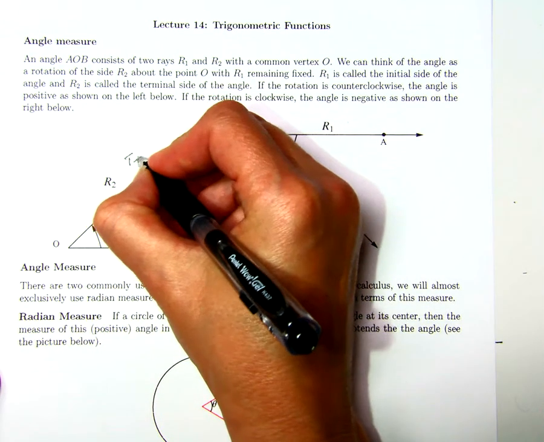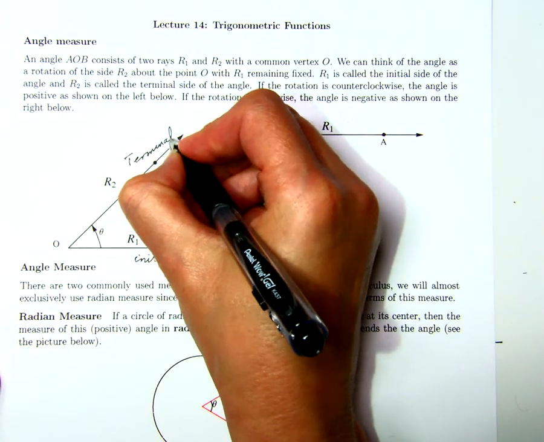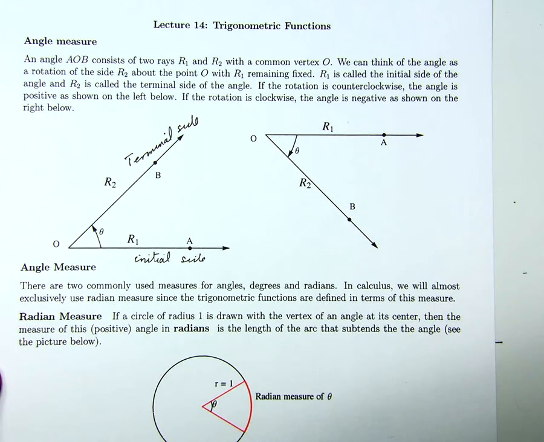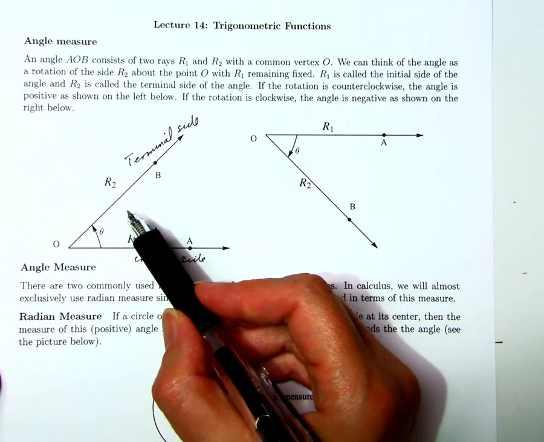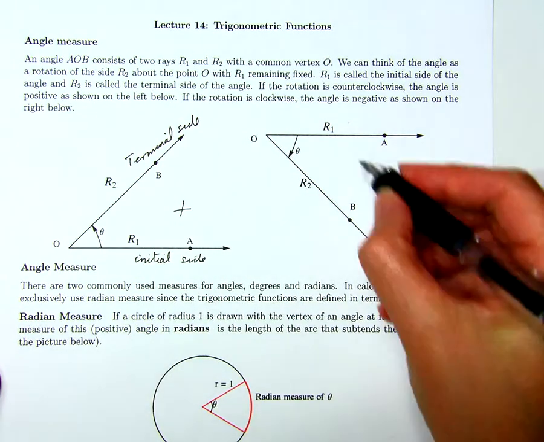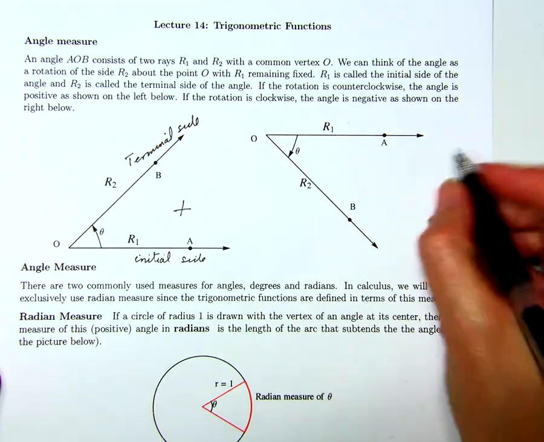And this is the terminal side. And if the rotation is counterclockwise, then the angle is positive, and if the rotation is clockwise, then the angle is negative.